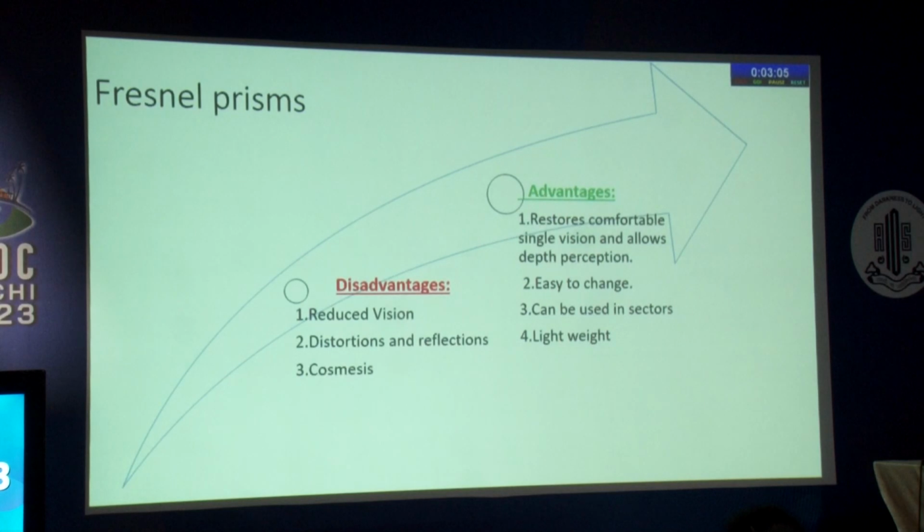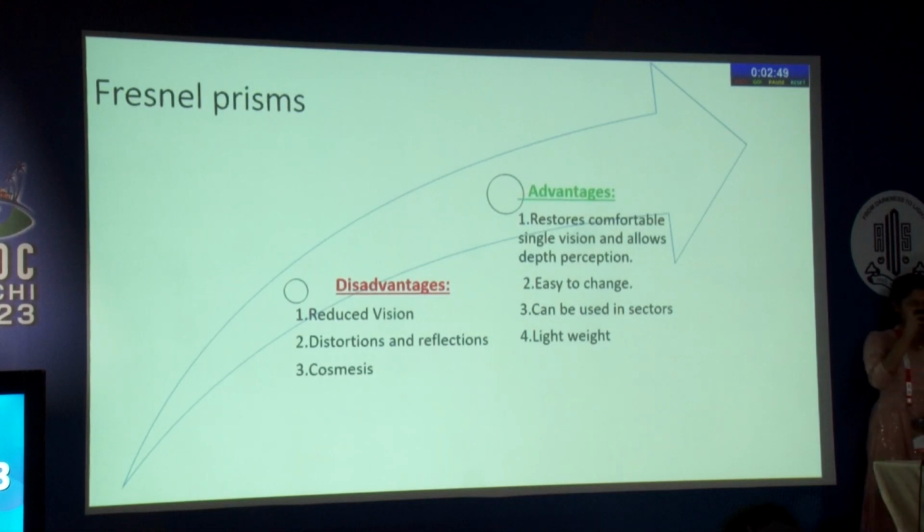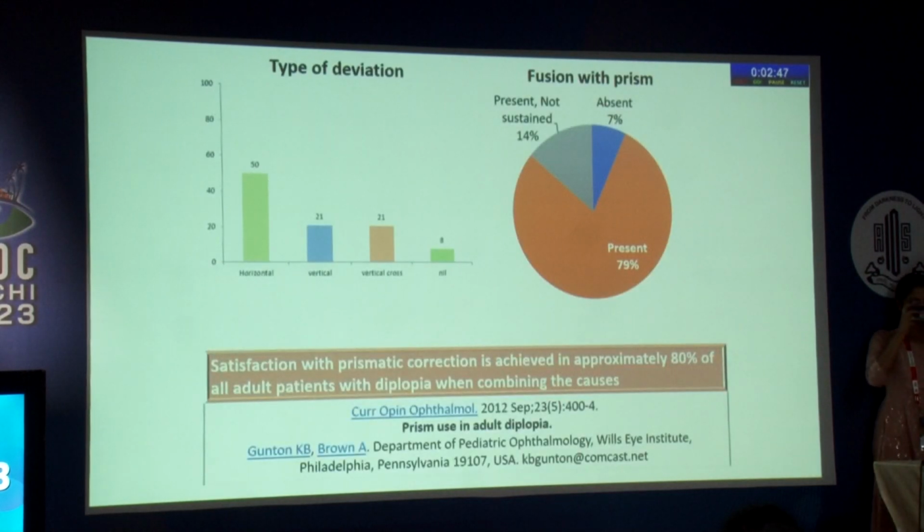Fresnel prisms have a few advantages: they restore a comfortable single vision, allow good depth perception, are easy to change, can be used in sectors, and are lightweight. But the main disadvantages are reduced vision, distortions, and reflections, and they are very obviously seen from outside, giving a cosmetic appearance. Fusion with prisms has been studied extensively in many publications and has been found to be very effective.